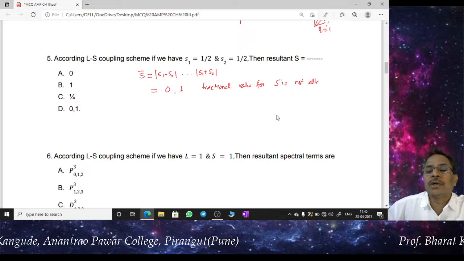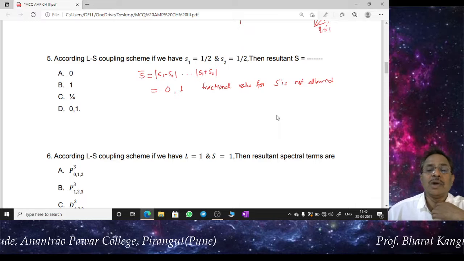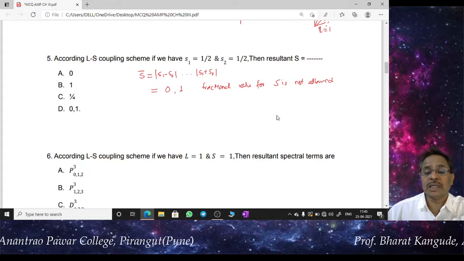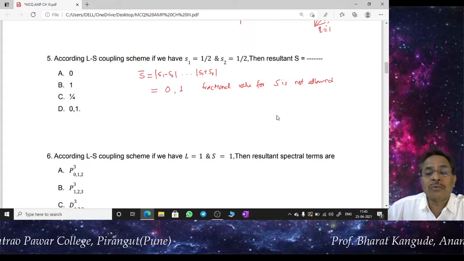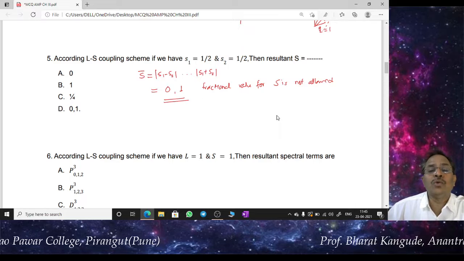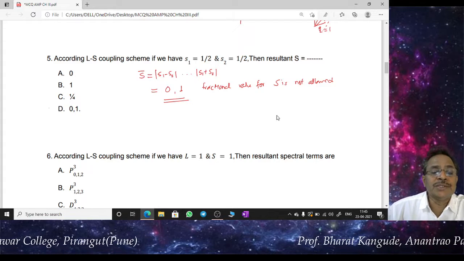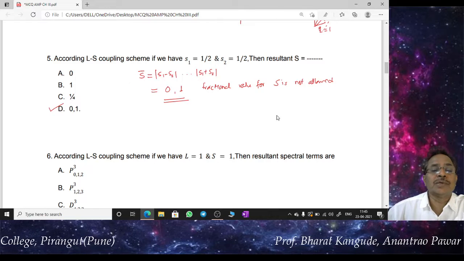Okay, this is what quantum mechanics tells you. This S bar takes only quantized values: 1 into H cross, 0 into H cross, 2 into H cross and 3 into H cross, like that. So 0.5 into H cross etc. is not possible, and therefore accordingly we have only two values for capital S according to this vector addition, and therefore it is 0 and 1. So this last option D is the correct option for this question number 5.